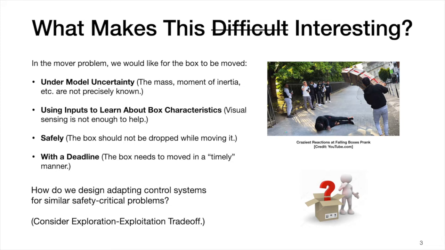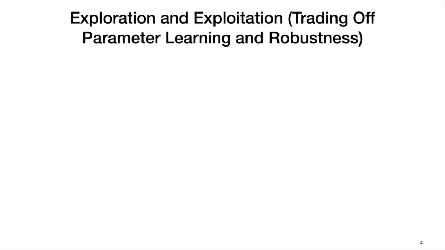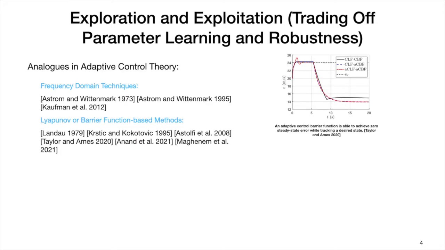I argue that these characteristics exist not only in the box mover problem, but across a wide range of important control theory problems. And I will look into how problems with these characteristics have been addressed in the past by considering exploration and exploitation trade-offs. By trading off between parameter learning and robust control principles, we can create controllers that solve this class of problems. The area of adaptive control offers some direction on how to do this trading off.